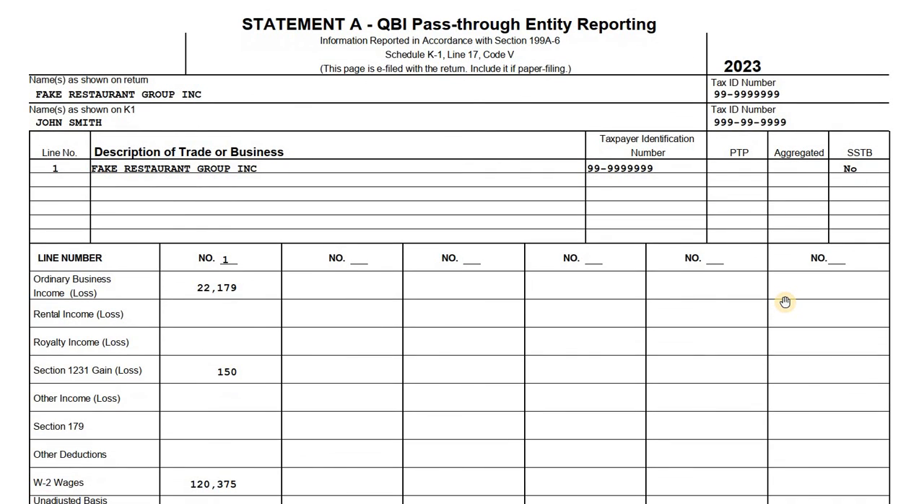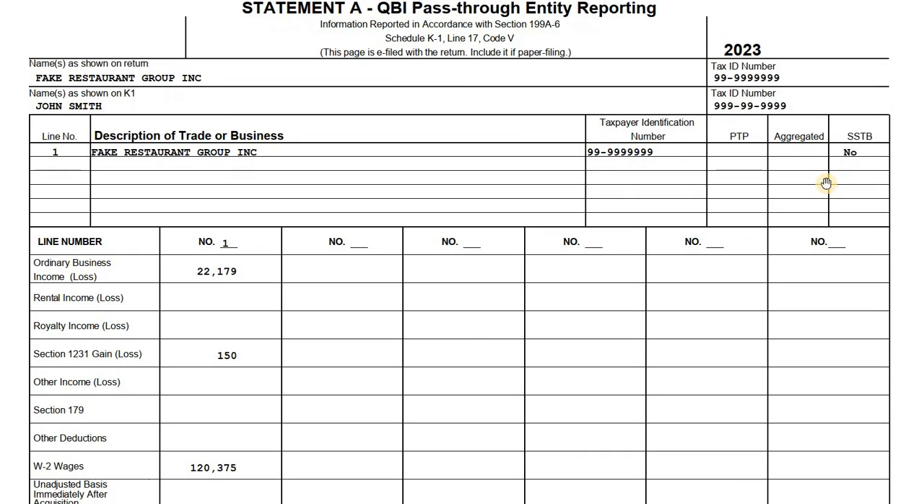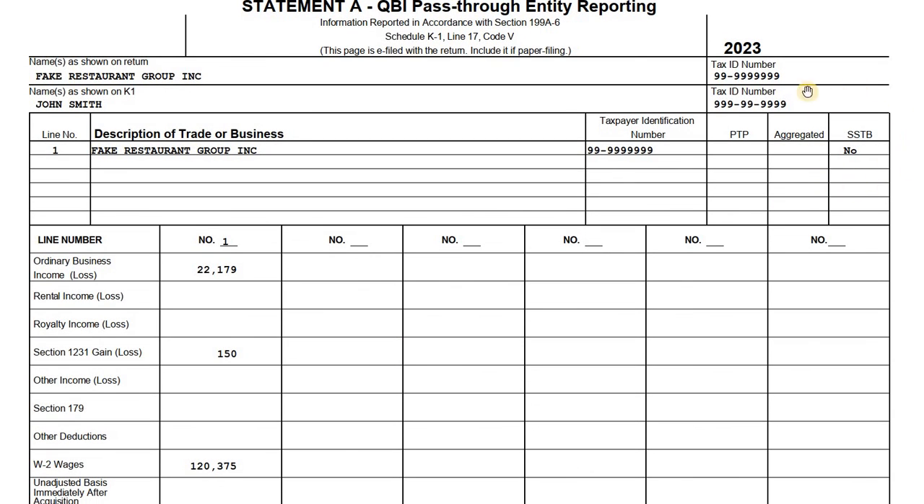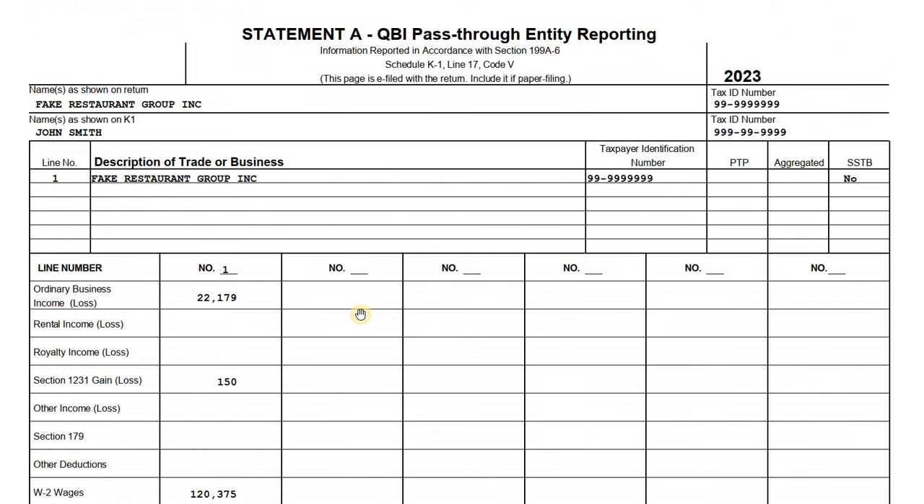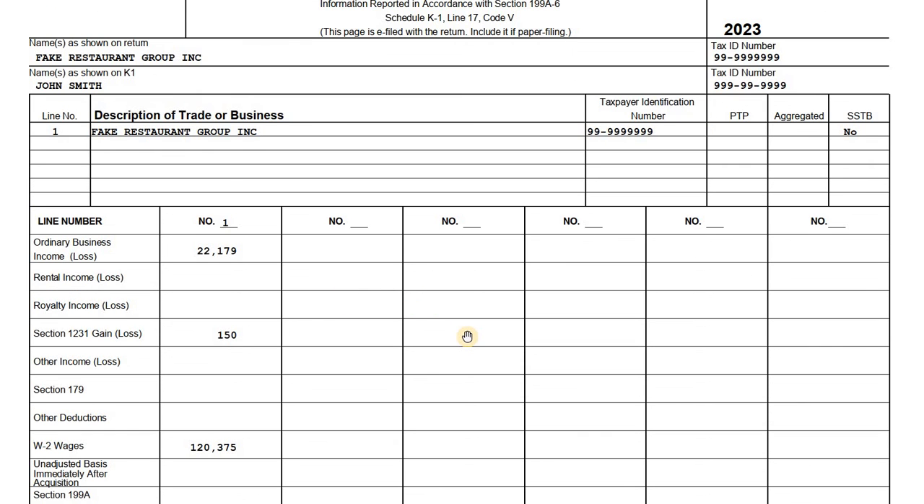Okay, so we've got QBI information. The restaurant does qualify as a qualified business for 199A, right? The qualified business income deduction. It is not a specified service trade or business, and so we've got, again, John's allocation of the ordinary income or loss, the 1231 gains, and then his allocable share of the W-2 wages for the period, and he can use this to calculate his Section 199A deduction on his return.